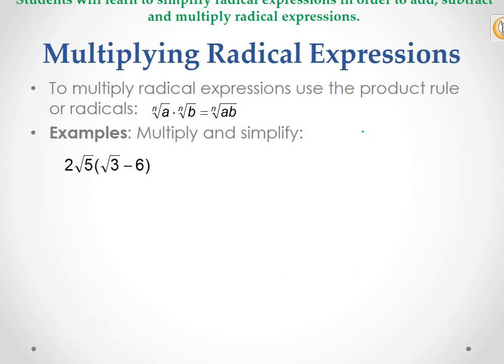To multiply them, you just multiply. Outside times outside, inside times inside. So we're going to distribute. 2 square roots of 5 times the square root of 3 would be 2 times the square root of 5 times 3, or 15, minus 2 square roots of 5 times 6. Outside is 2 times 6, which is 12. Inside we have the square root of 5. That's it.